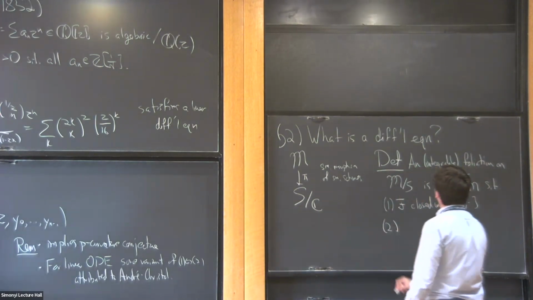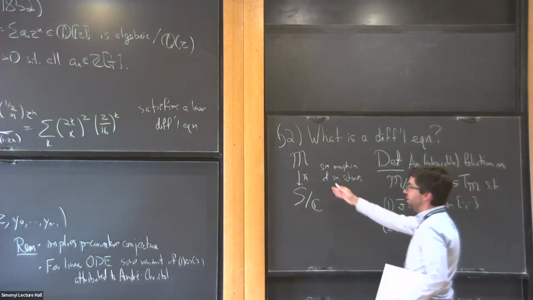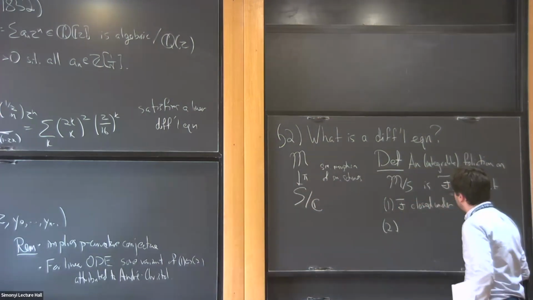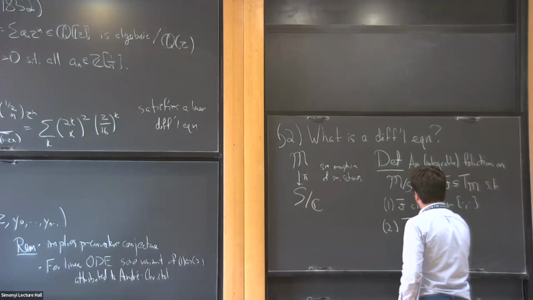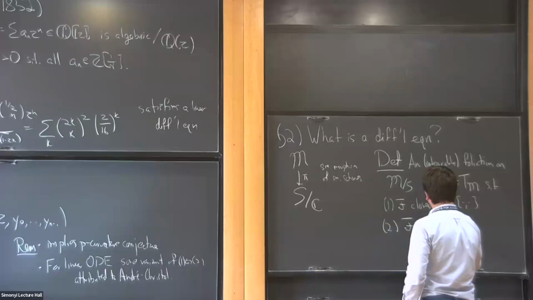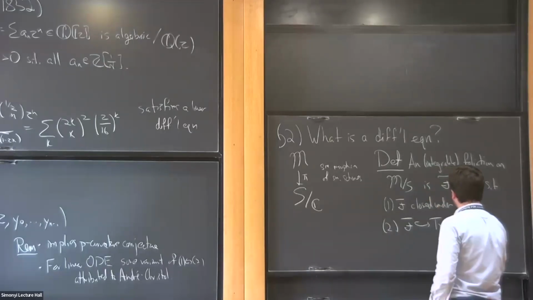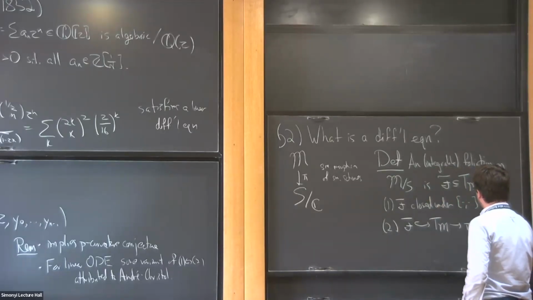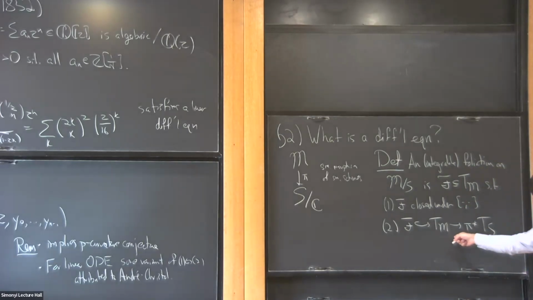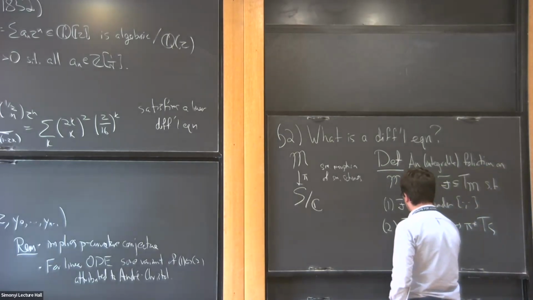And then second of all, I want this to split the tangent exact sequence for pi. So I want the following composition. F includes into TM, and then this maps to i star of TS via the derivative of pi, and I want this to be an isomorphism.